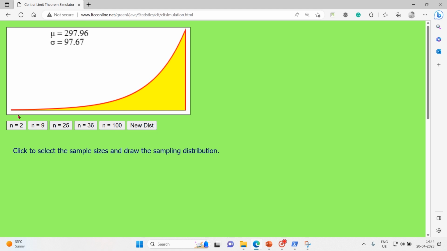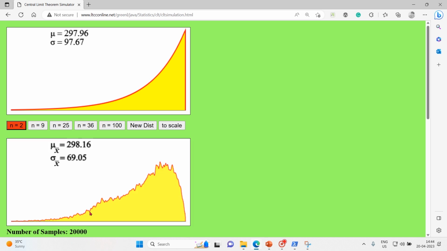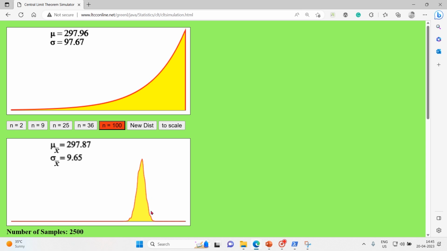Let me take one more distribution, this time skewed left. You see that? Completely skewed left. The left side has been skewed. Now n equals 2, obviously skewed left. n equals 9, slightly better. n equals 25, you should see that normal distribution curve. 36, spread is reduced. 100, spread is completely reduced.